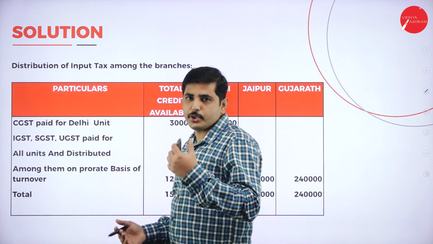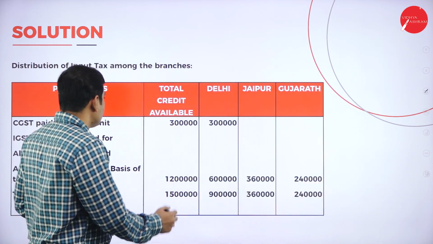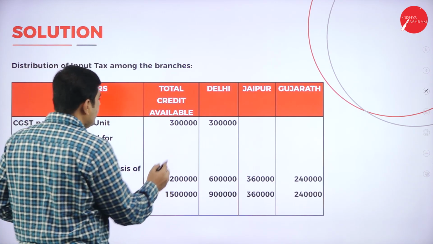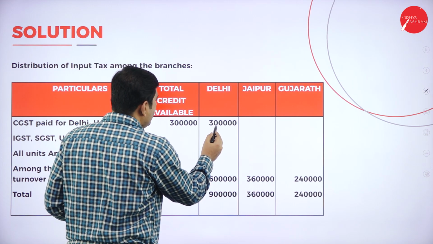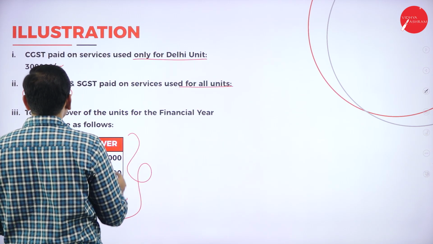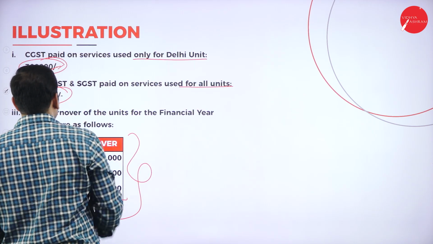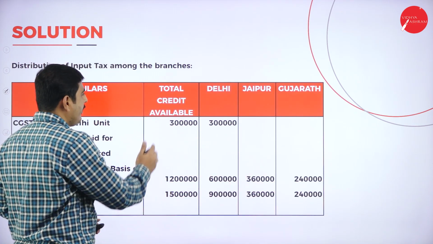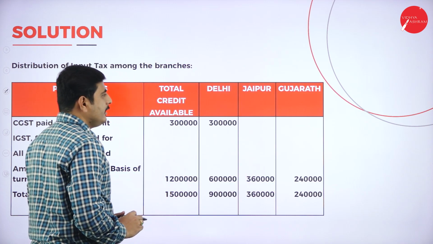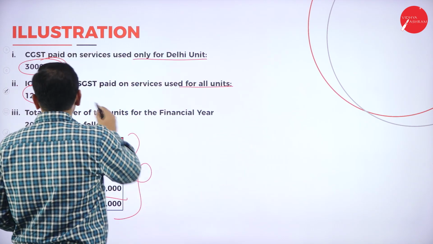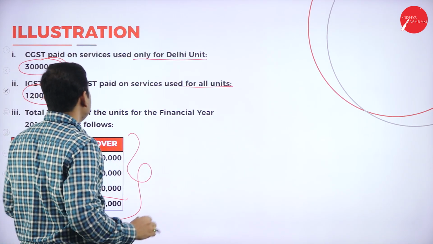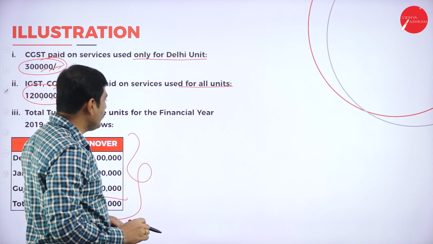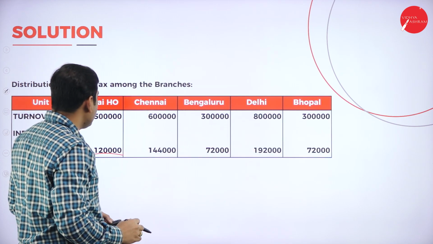Now this is how we have to show the chart again. Look at the GST paid in the Delhi unit, which is 3 lakh rupees. Only for the Delhi unit we already paid this GST. Show it separately, so the total credit available is only for the Delhi unit. For Jaipur and Gujarat we have CGST, SGST and IGST available. So we should use this 3 lakh rupees GST exclusively for the Delhi unit. Okay, next one.